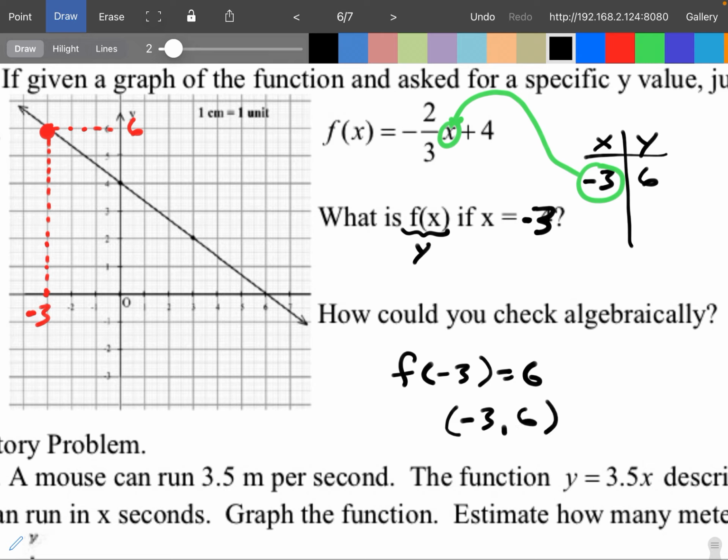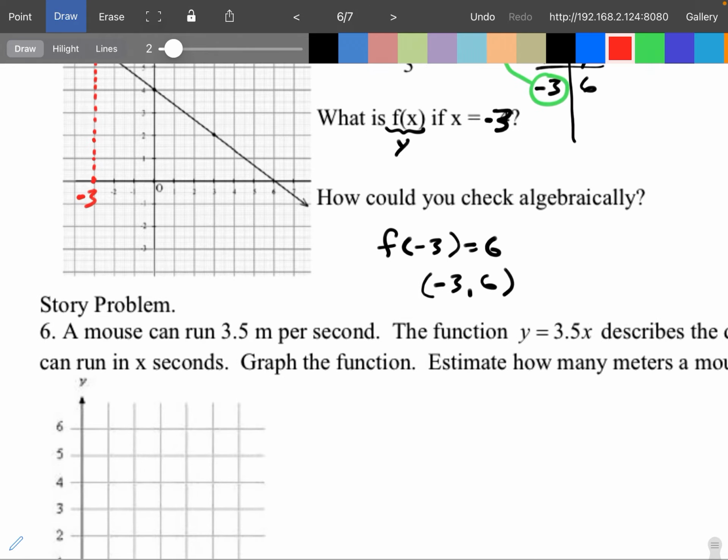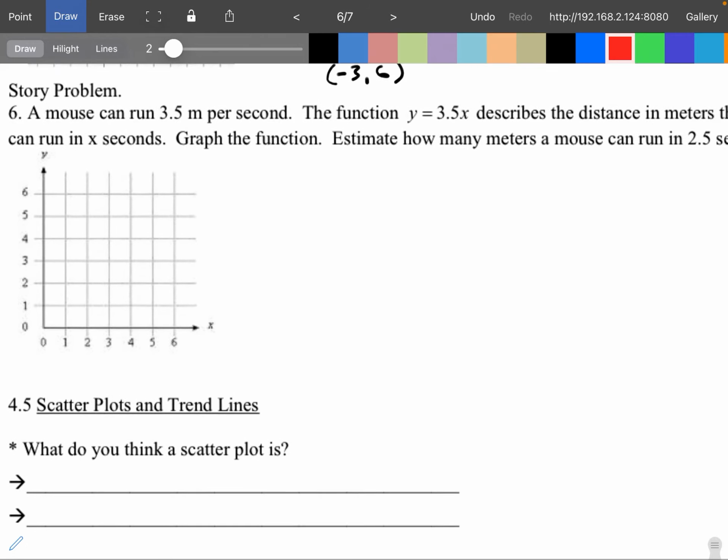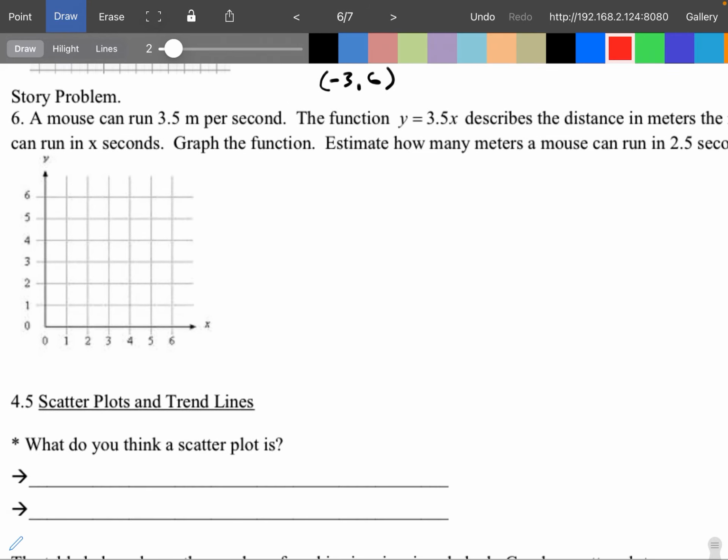Now, if you want to be fancy, you could write f of negative 3 equals 6. But I told you guys, I think that was on Friday, that that's just a fancy way of saying the point negative 3 comma 6 is on your graph. And you can see that up here. That's the point negative 3 comma 6 right there. All right, so if they give you the graph, use the graph. Just read the point right off the graph.